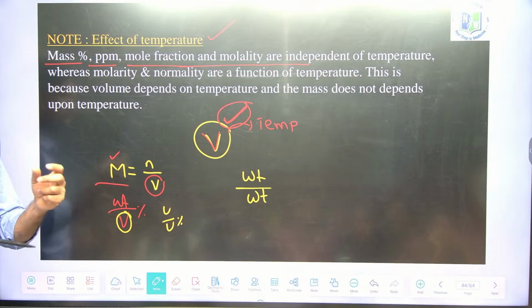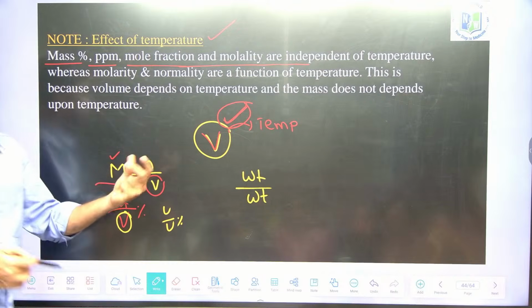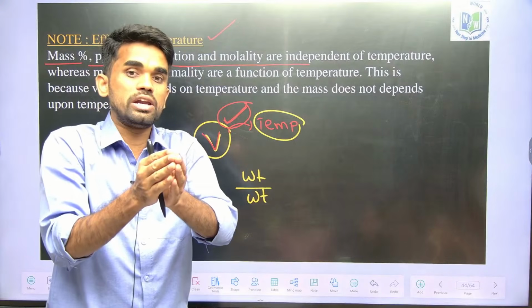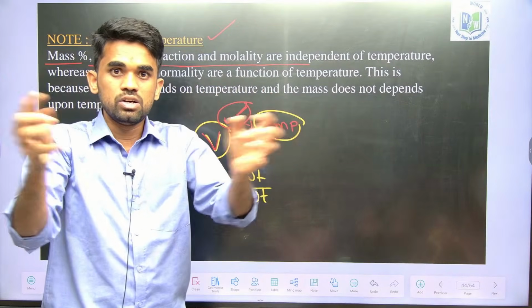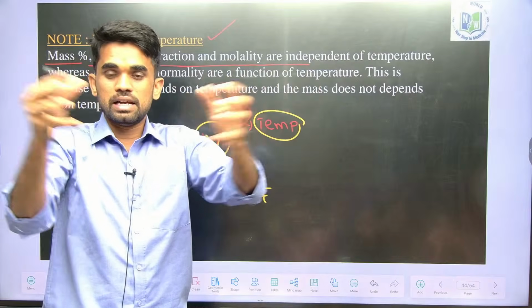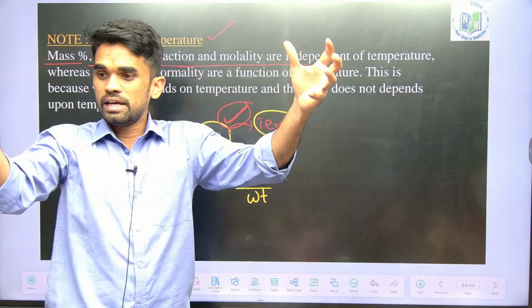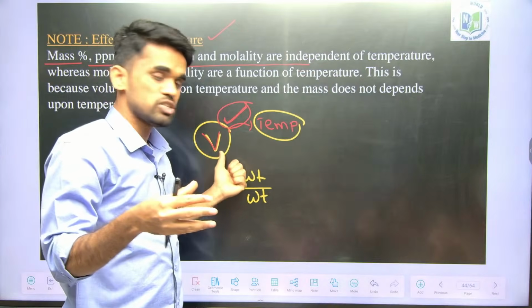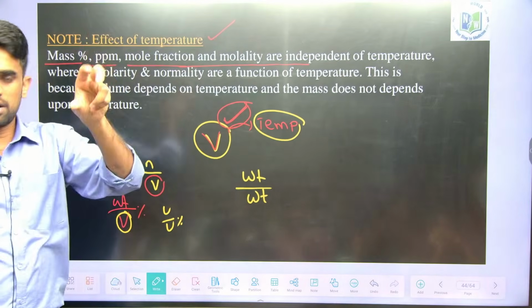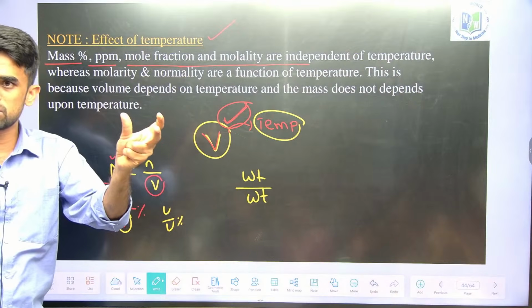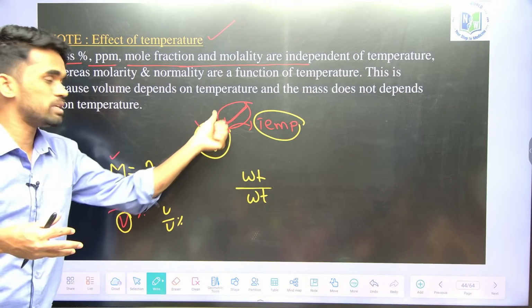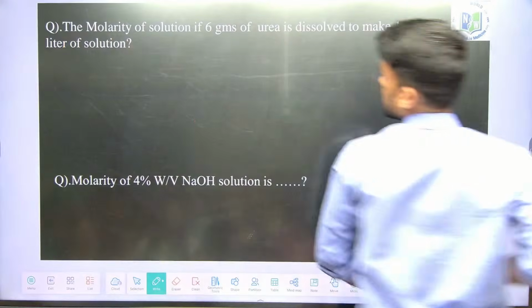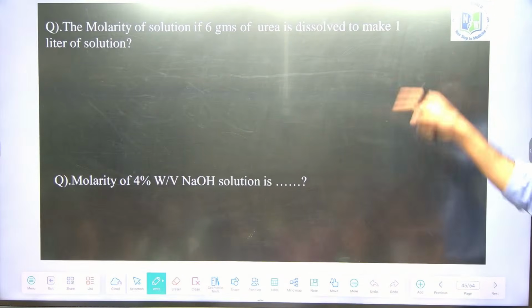Now you might be wondering, sir, why is it like that? See, if you increase the temperature, what happens to the molecules? Their kinetic energy increases, so expansion takes place. The molecules may get expanded, which means there will be an increase in the volume. If volume is changed, whatever you are dividing or multiplying, that number also changes. That's why wherever the volume term is involved, that is temperature dependent. Okay, solve these two questions first.